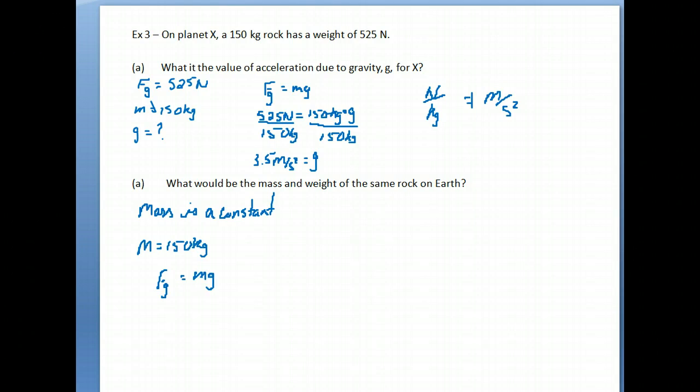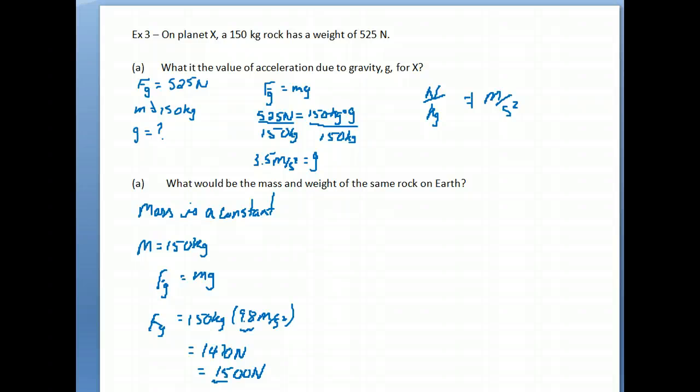So apply our formula. On Earth, again, the mass stays the same, 150 kilograms times 9.8 meters per second squared. And that will be 1,470 newtons, or 1,500 newtons, since we have two significant digits there. Remember, only leading numbers are important. Alright, that's it for this section.